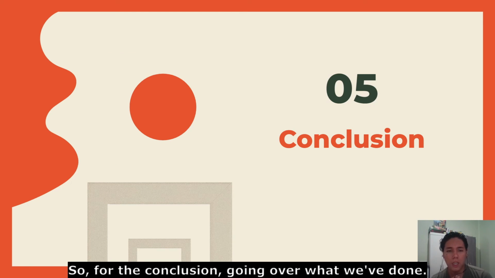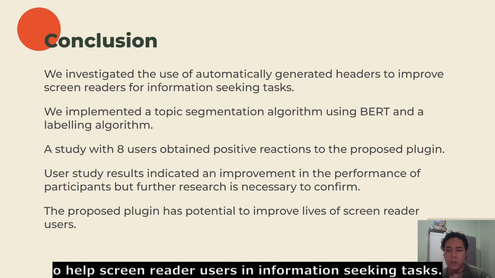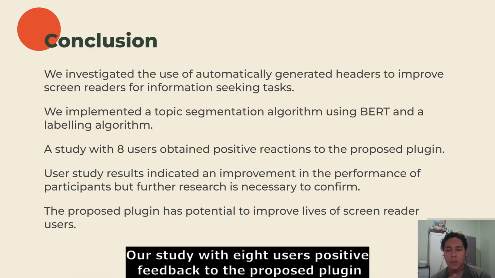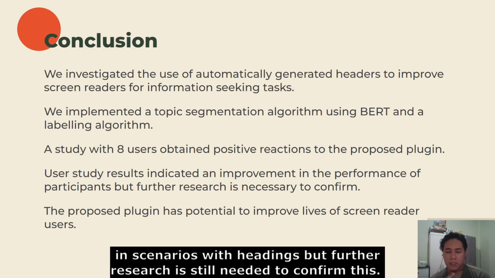So for the conclusion, going over what we've done, we investigated the use of automatically generated headers to help screen reader users in information seeking tasks. And we did that by implementing a topic segmentation algorithm using BERT and a labeling algorithm. Our study with 8 users had positive feedback for the proposed plugin. Our results also showed an improvement in performance of participants in scenarios with the headings. But further research is still needed to confirm this improvement of performance.